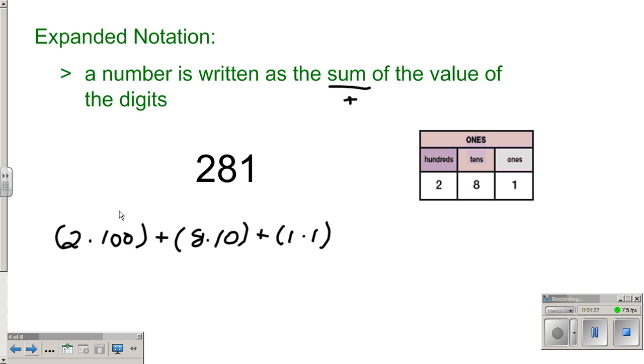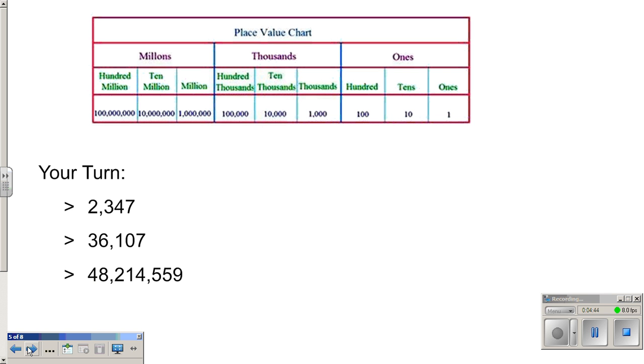One thing I want to point out is that I am using a dot for my multiplication instead of an x. They mean the same thing. I choose to use the dot because when we get into algebra, it's easier to tell whether I'm multiplying or using a variable. So this is an example of expanded notation. If you look on this page, we have 3 other numbers, and we have our place value charts to give you a hint. Pause the video and write out each of these in expanded notation.